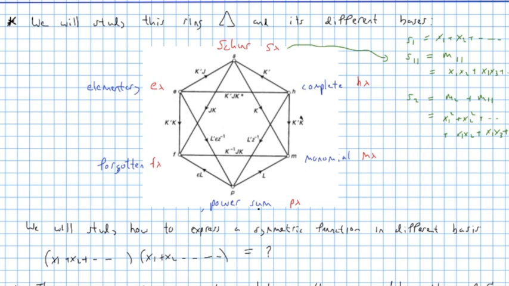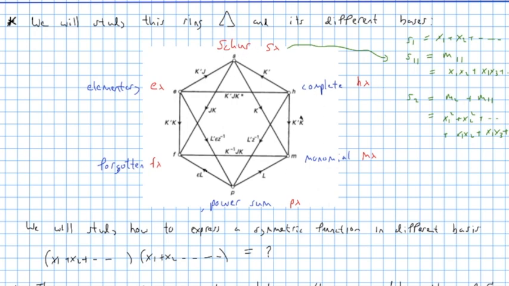There's also one called power sum that was studied by Newton in a famous result on symmetric functions. There's also the elementary symmetric functions. There's another one called complete, and there's one called even forgotten, which I kind of forgot the definition of. And then here at the top of this hexagon is the Schur function, called S lambda. It's named after Issai Schur.